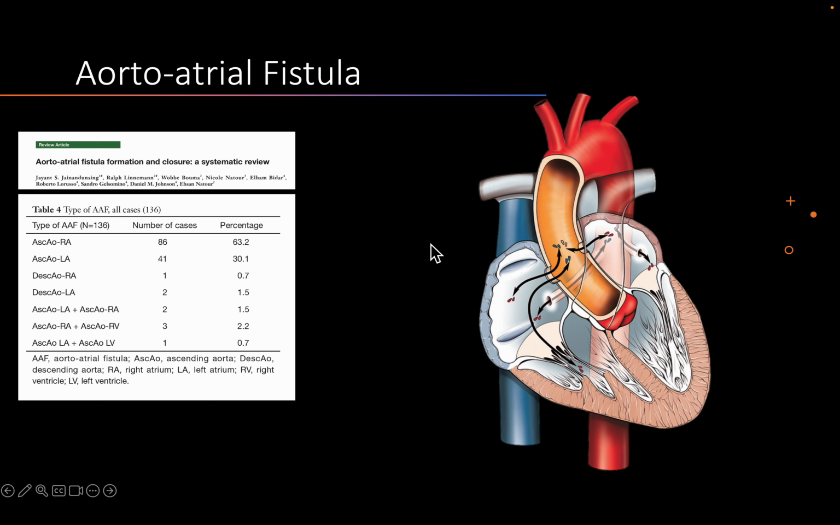So these are various types of aortoatrial fistulas, but the commonest, what we showed you, was ascending aorta to right atrial fistula. It commonly comes from the non-coronary sinus of Valsalva, but in our case it was from the right coronary sinus of Valsalva. So thank you very much for watching this interesting case.